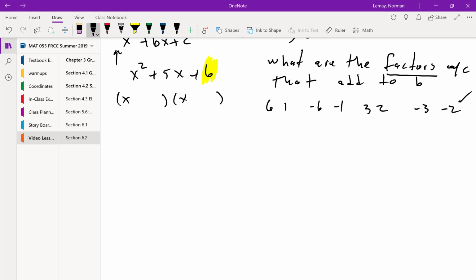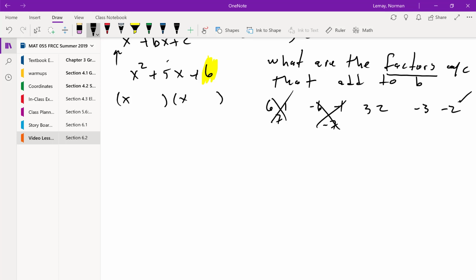So now we have all the factors of the number. So now we have to add them up. Notice that these two add to 7. This is not the same as B, so this doesn't work. Notice that these add up to -7. -7 is not the same as 5, so these don't work.